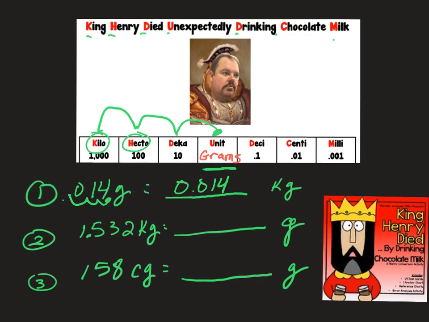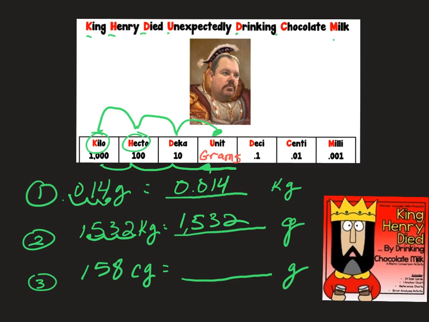Problem 2. I have 1 and 532 thousandths kilograms. I don't know how many grams. So I'm going from kilograms to grams. So I start at kilograms. 1, 2, 3 to the right. So here's my decimal. 1, 2, 3 to the right. So 1 and 532 thousandths kilograms would be 1,532 grams.